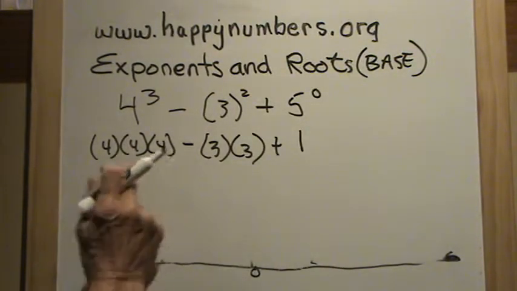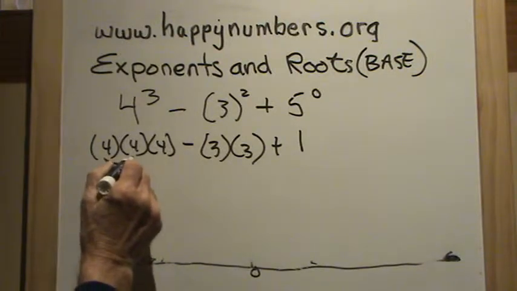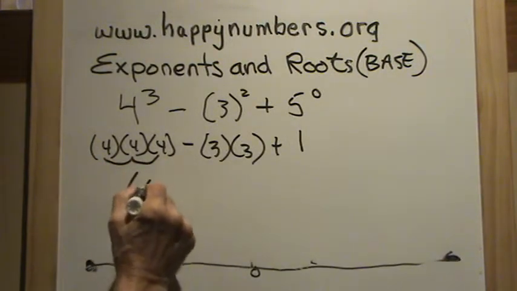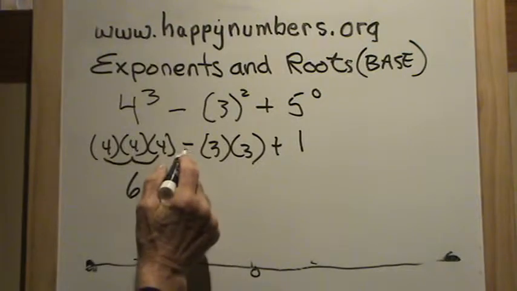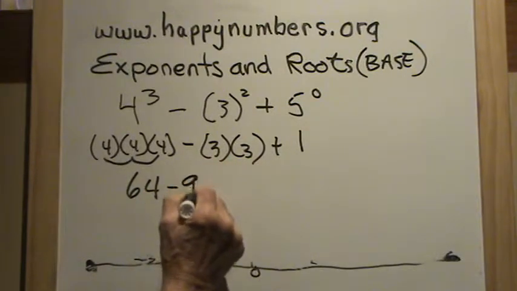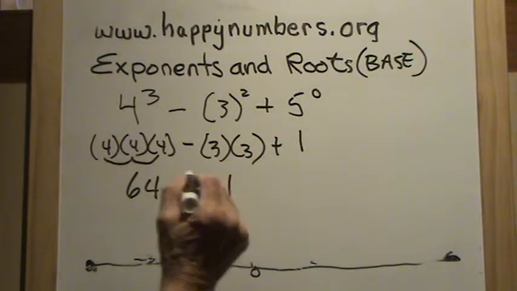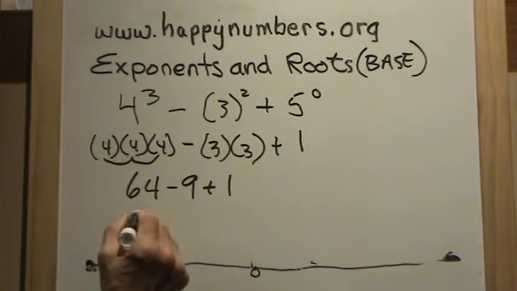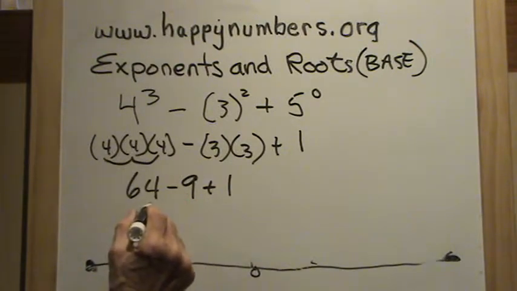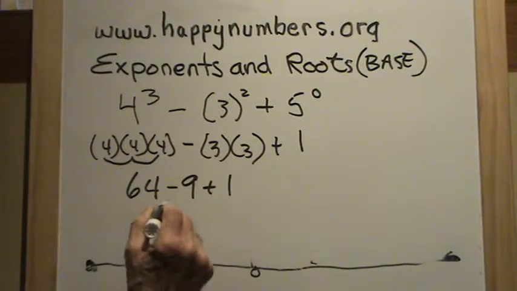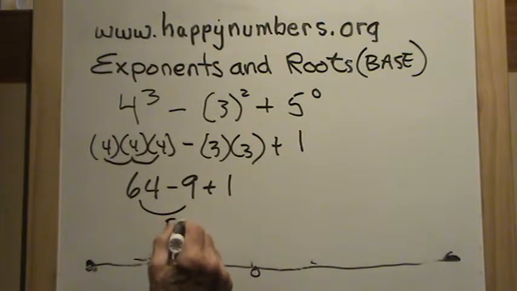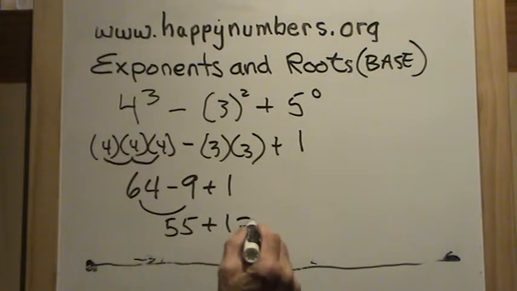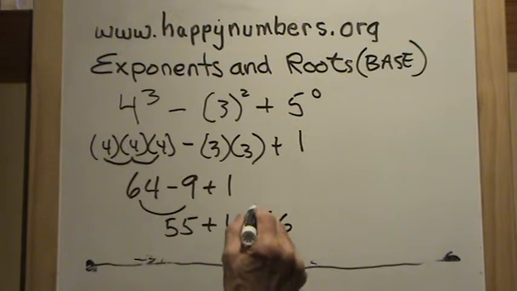So let's do this. 4 times 4 is 16, times 4 is 64, minus 3 times 3 is 9, plus 1. Oh, my time is up, okay, so let's finish this. So 64, and we're going to take 9 away from 64, that'll give us 55, plus 1 will give us 56.